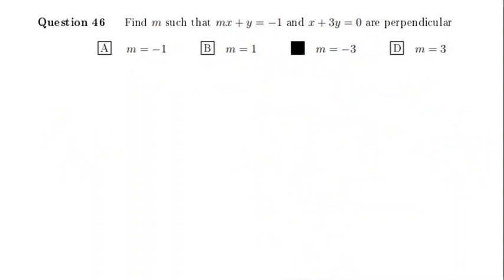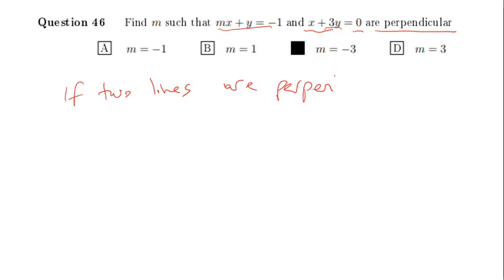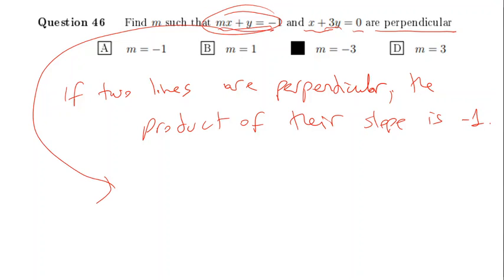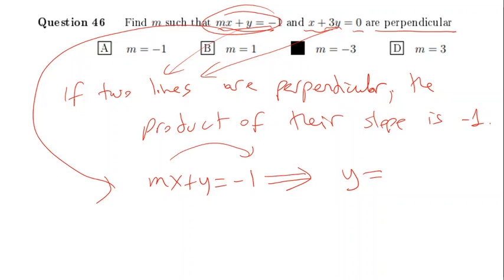Now find m such that mx plus y equal to -1 and 3x plus 3y equal to 0 are perpendicular. So if two lines are perpendicular, the product of their slopes is equal to -1. So now what is the slope of this one? These are line equations, so they're corresponding to lines. Okay, these are the two lines. So how can you get the slope of this equation? Now the best way is to isolate y. So you send this one to the other side, you get -mx minus 1. So this is the slope of this line.